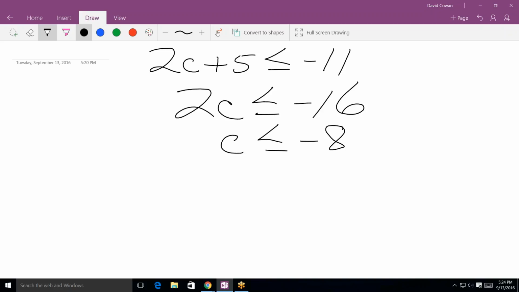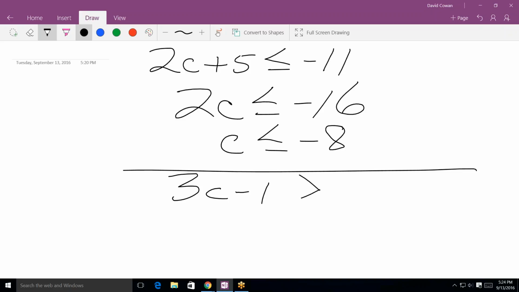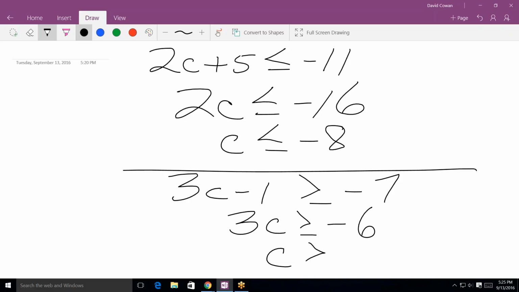But, all right, what's the rest of this problem? So that's one of them. Then it's 3c minus 1 is greater than or equal to negative 7. Next line. We're going to be adding 1 on both sides. You can just give me the line. So it's going to be 3c is greater than or equal to negative 6. What I'm primarily looking for is to make sure you can do the math. I know you know what to do. And then the next line after that is going to be c is greater than or equal to negative 2.